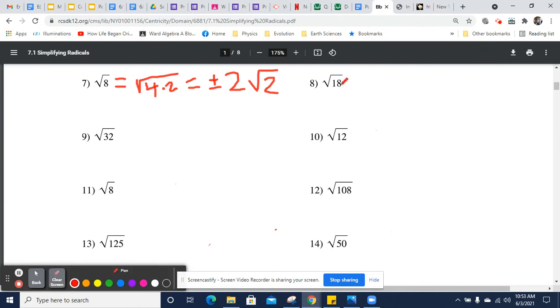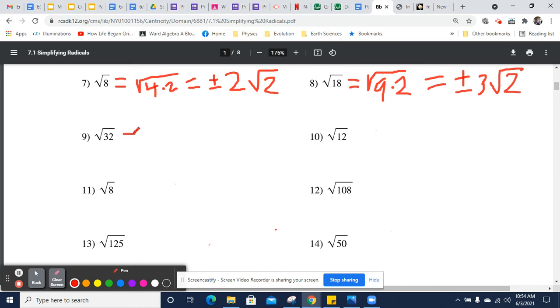Okay, now let's try 18. So see if you can break 18 into factors so you have a perfect square. Okay, if you paused the video, I will now go ahead and reveal, now that you've unpaused the video. So 18 is 9 times 2. And so the square root of 9 times 2 is the square root of 9 times the square root of 2. Well, the square root of 9 is plus or minus 3. And the square root of 2 is going to stay square root of 2 because we can't do anything with it. Try 32 now. The square root of 32.